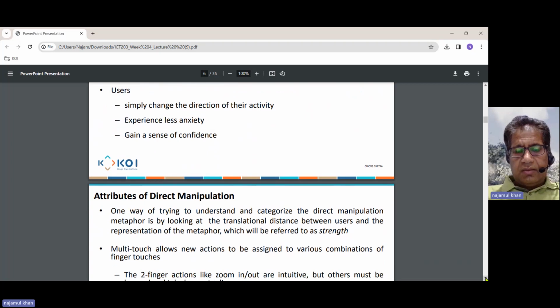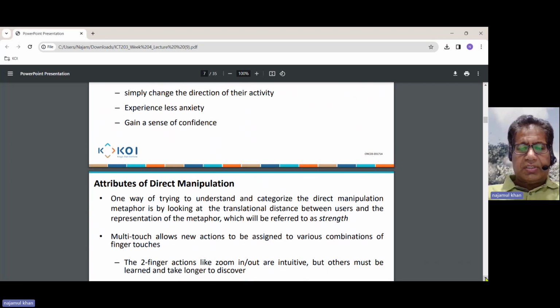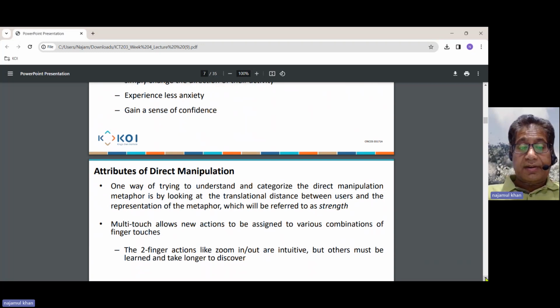Okay, now the other thing we are also trying to understand and categorize is that direct manipulation through different metaphors is by looking at translational distances between users and the representation of the metaphor, which will be referred to as strength. Multi-touch allows new actions to be assigned to various combinations of finger touches.